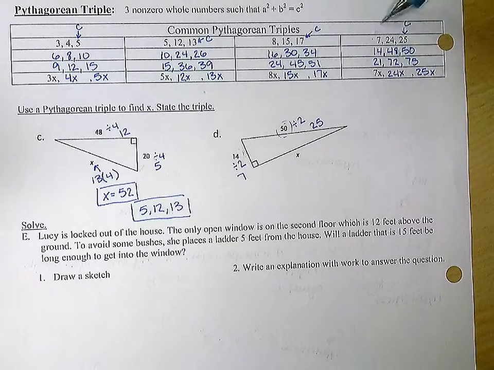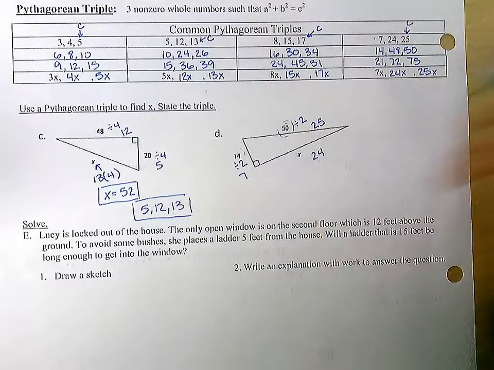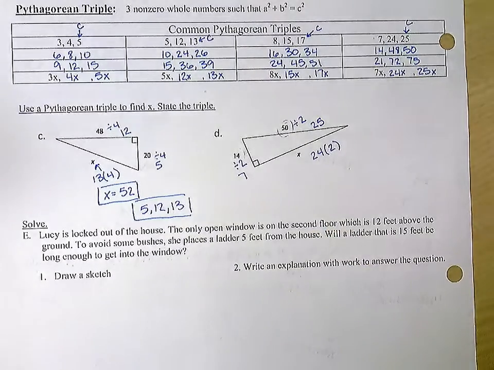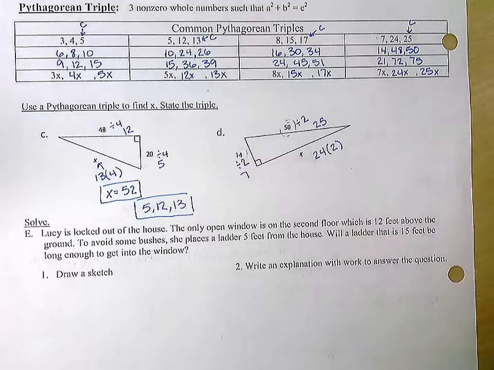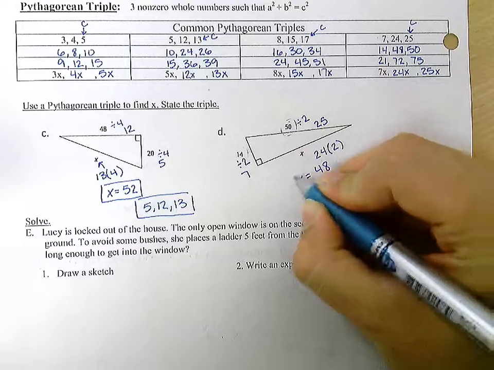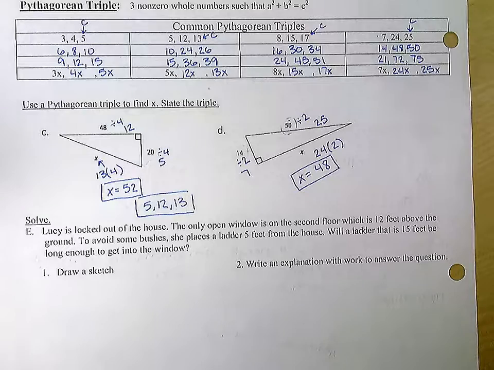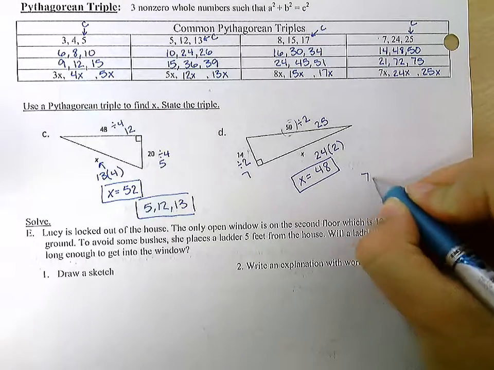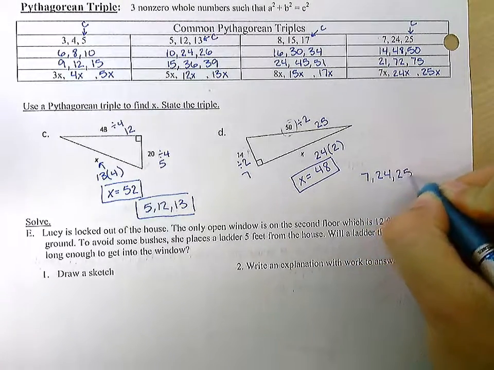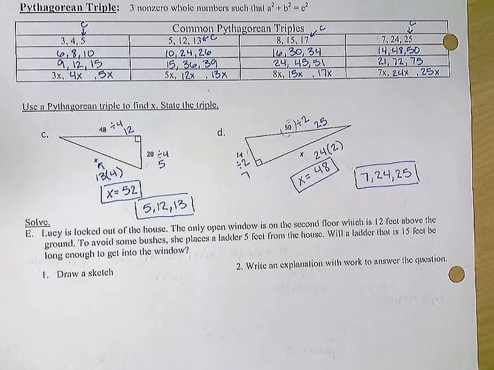That would be this triple right here, meaning my other shorter side is 24. And again, I would have to multiply that 2 back in to get my x value, which is 48. I know it's sideways, sorry. And then the triple that I used was 7, 24, 25. Okay, questions on your triples?